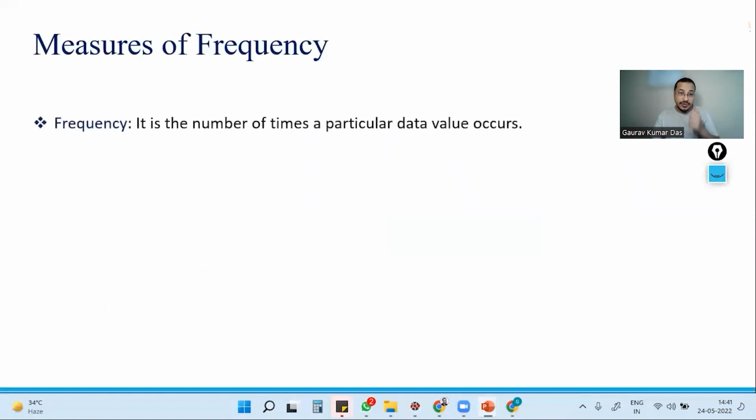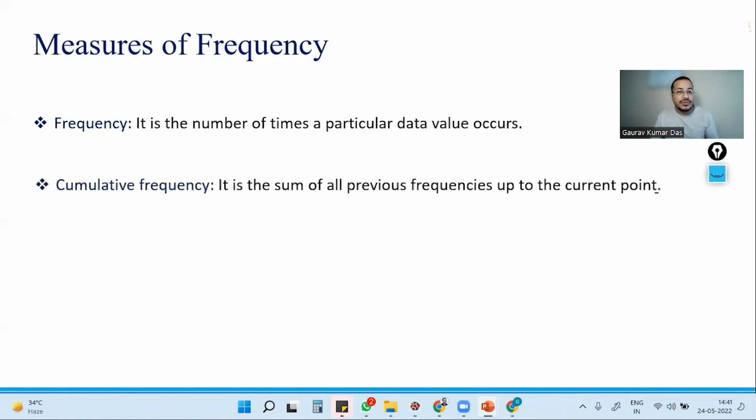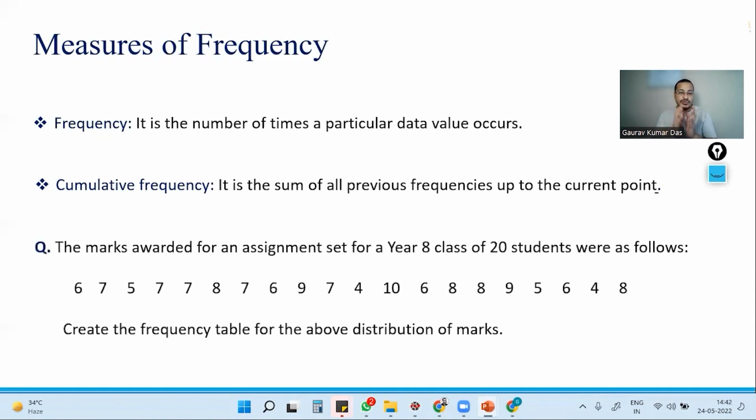So what are measures of frequency? Frequency is the number of times a particular data point occurs. Very simple, right? Cumulative frequency means the sum of all previous frequencies up to the point. I'll explain it to you with the help of a table. Suppose we have this series of data, or array of data. The marks awarded for an assignment set for a class 8 of 20 students vary as follows. Create the frequency table for the above distribution of marks.